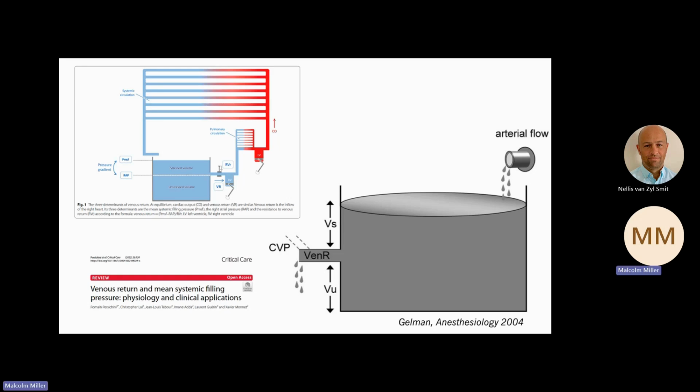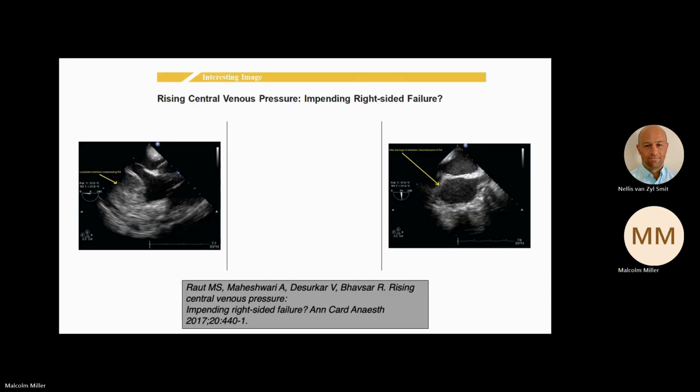And the height of the bathtub is this interplay between your unstressed and your stressed volume. Your stressed volume is really what actively returns blood back to the right atrium. And that we can either increase by giving fluid or by transferring blood from the unstressed to the stressed volume. The next part of my talk is really going to be about how that interplay occurs in different settings, but particularly in septic shock.